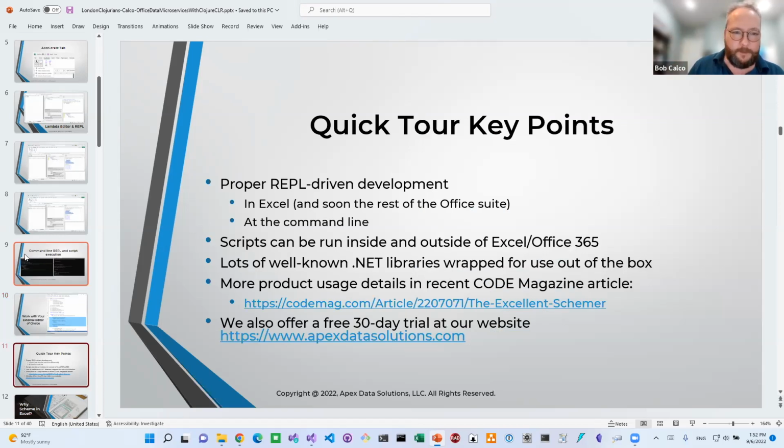All right, so to quickly wrap up the tour. We're bringing proper REPL-driven development into Excel and to the rest of the Office suite. We have external command line REPLing and scripting to reach outside of the Office suite when you need to interact with other systems or anything else you can imagine. We provide a lot of libraries that are quite popular in .NET out of the box for things like logging, CSV manipulation, data access to SQLite. There's a NoSQL embedded database called LiteDB that's also included. Just a lot of things that we have found very powerful and useful in this context are already present out of the box, and you can start writing code against them immediately.